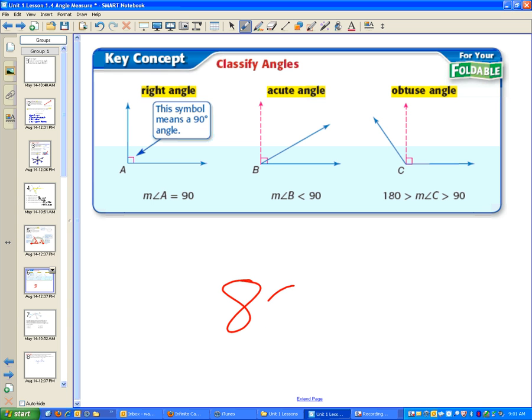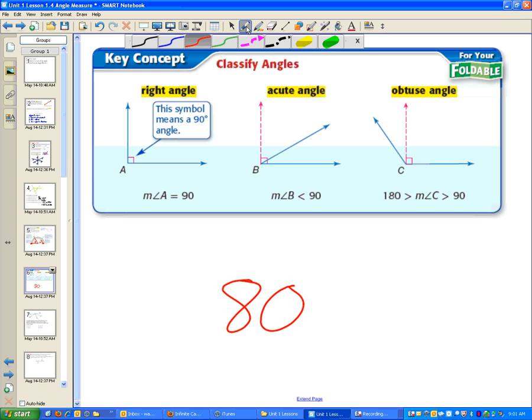Now, in your science class, they probably expect you to put the degree symbol. I'd like for you to, but sometimes it kind of gets in the way. We've got jumbled up figures and whatnot, and sometimes, if we're not careful, the degree symbol ends up looking like a zero, and it's not a zero, it's a degree symbol. So I'm okay with you leaving it off, all right? Because we're always measuring angles in degrees.